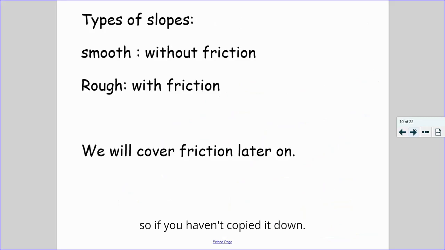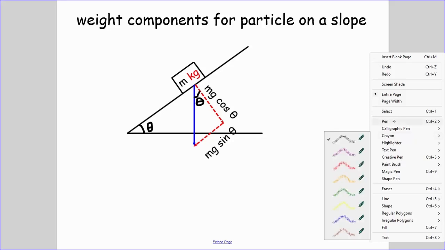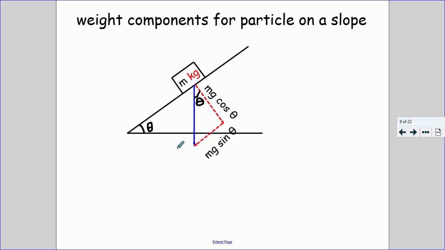All right. So if you haven't copied it down, I've made a drawing here. Right. So this is the original weight, mg, and the two components are mg sine, because that's the opposite, and mg cos.